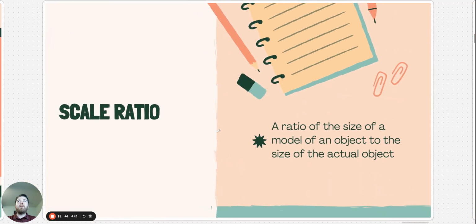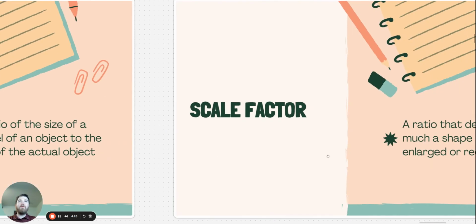So our definition: scale ratio is just the ratio of the size of a model of an object to the size of the actual object. So maybe I have a little figurine of a dinosaur and the actual dinosaur might be 100 times bigger than that. So I might say 100/1 is what I would have for my scale ratio. So it's just going to be a fraction.